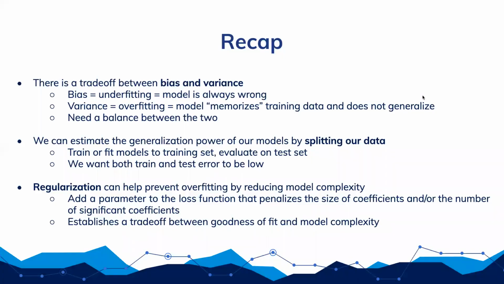So finally, quick recap. We talked about bias and variance, underfitting, overfitting, how to make sure that your model's generalized. We do that by splitting our data. And then finally, what regularization is. It prevents overfitting and growing model complexity. So yeah, that's it.